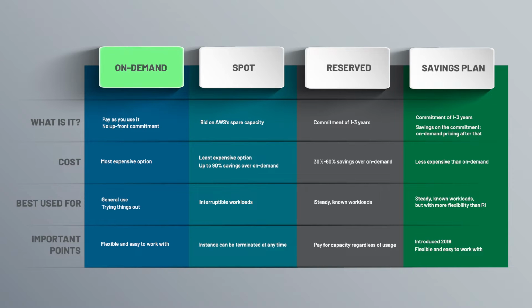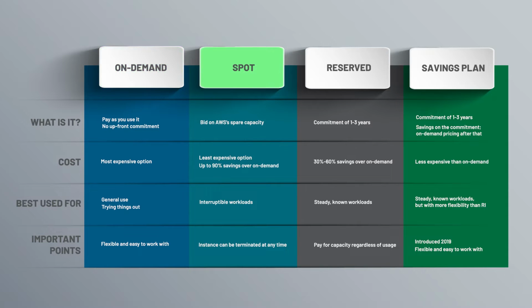Starting with on-demand pricing. This is what we've been using so far in the course, and probably what you're using as you're getting started with hands-on work. With this, you go spin up an instance, you pay for what you use, and there's no upfront commitment. This is the most expensive option versus some of the others we'll talk about, but good for general use and trying things out. Very flexible and easy to work with.